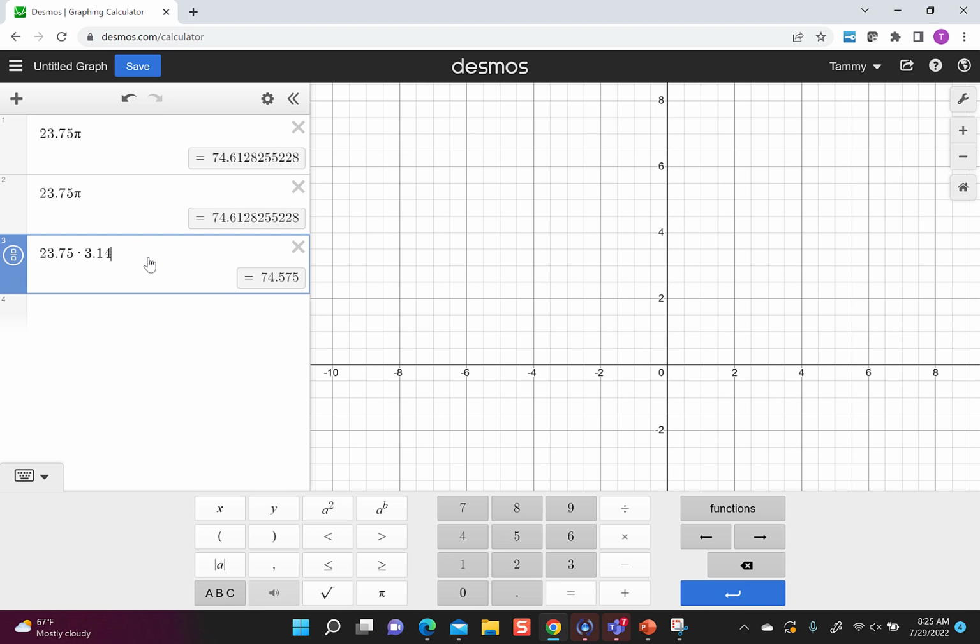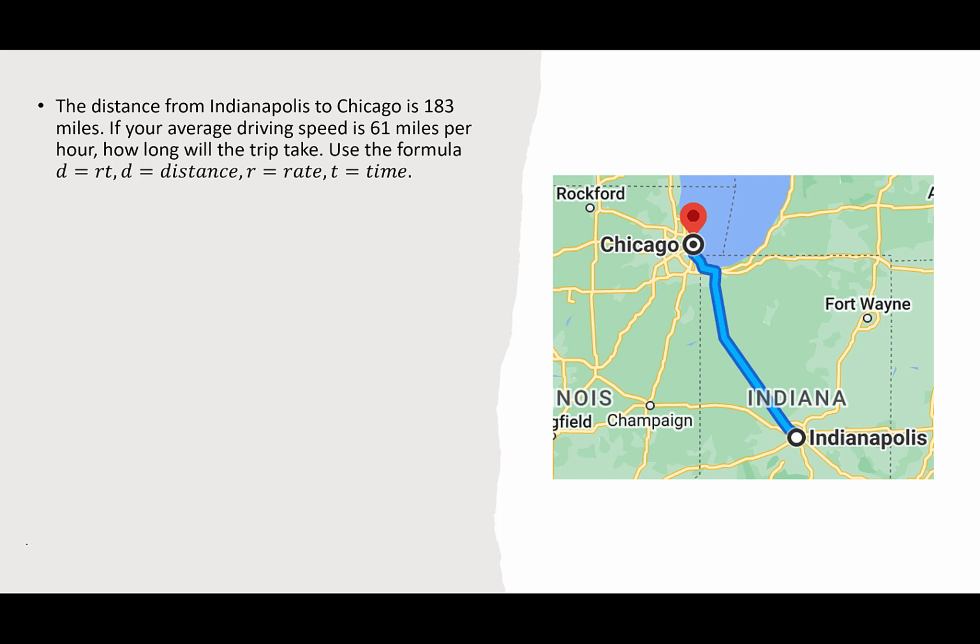So you can think if you're building something or doing any kind of construction, you do want to be as exact as you can. Let's talk about some other good application, which is the distance formula. So this starts as the distance from Indianapolis to Chicago is 183 miles. If your average driving speed is 61 miles per hour, how long will your trip take? So we're going to use the formula D equals RT. D is distance, R is rate, T is time.